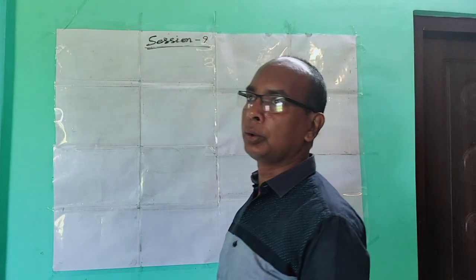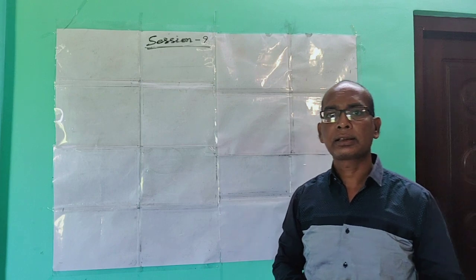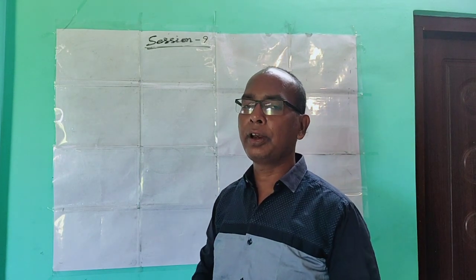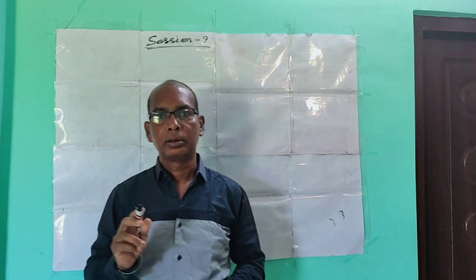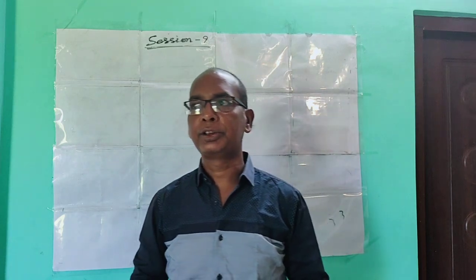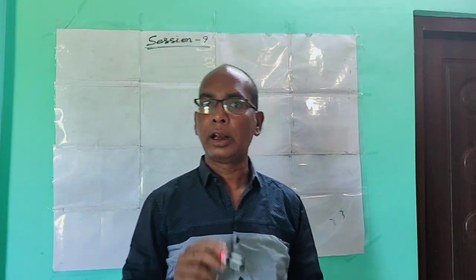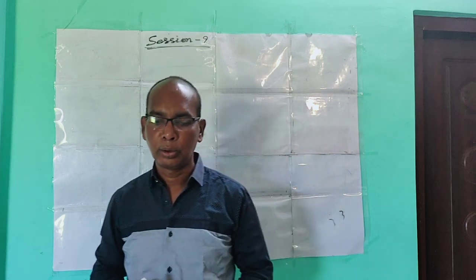Hello students, today I am going to explain session number 9. In the last class I explained the different types of link: interlink, global link and local link. Interlink means a link to the same page of the current document. Local link is a link to the same website, and global link is a link to another website.